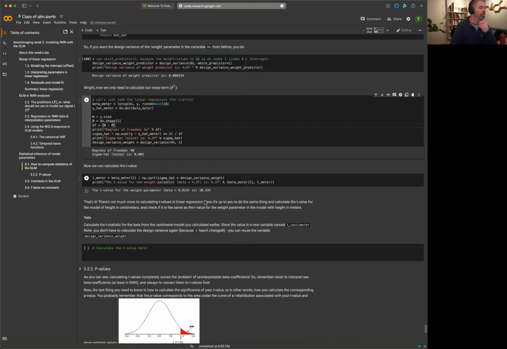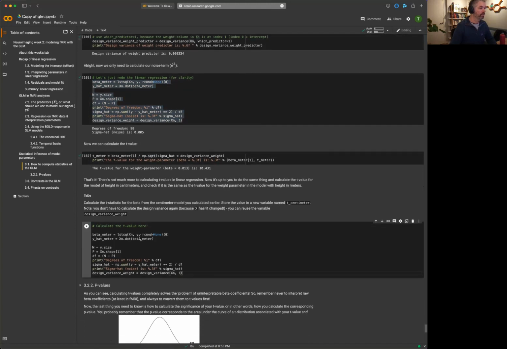Now we want to repeat the whole thing for centimeters, right? So again, this is what you do. You calculate the whole thing. The design matrix doesn't change, of course. We just have a new y. And that was y underscore centimeter.